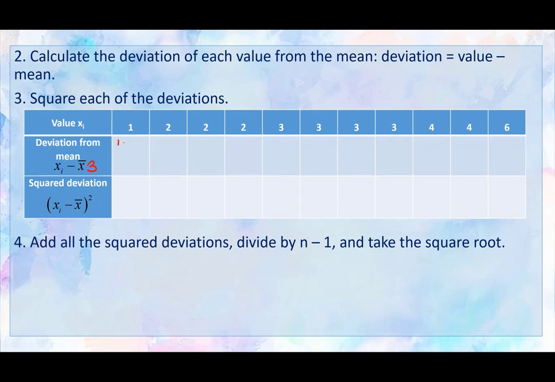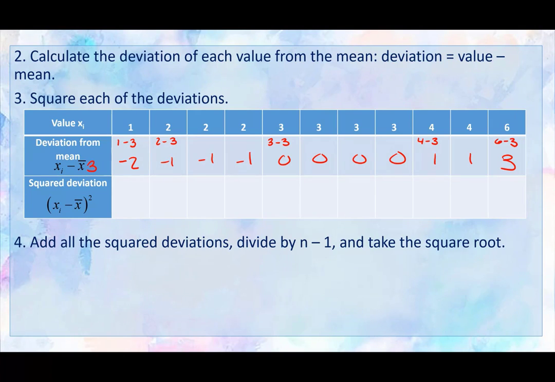So we have 1 minus 3, 2 minus 3 for all of these. Then we have 3 minus 3 for all of these, 4 minus 3, and then we have 6 minus 3. So this is going to give us negative 2, negative 1, 0, 1, and 3. Okay, so we have now calculated how much each value deviates from the mean.